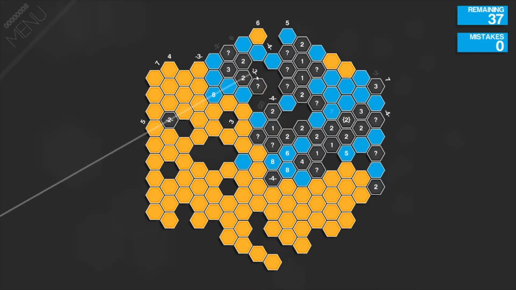Now taking a look here, we do have this column of 3 with the dashes, meaning that the 3 bombs within this column cannot be consecutive. Since we already have 2 that are consecutive, we know that this cannot be a bomb.